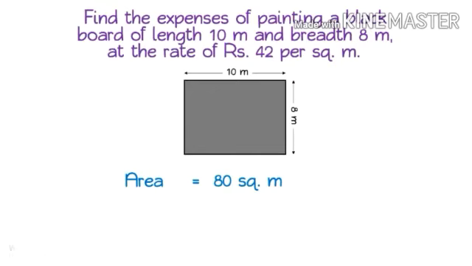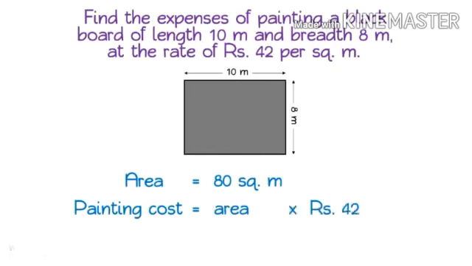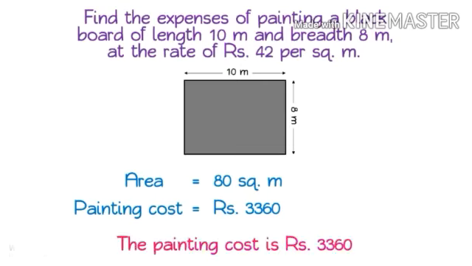We have to find the cost of painting the board. Painting 1 square meter costs rupees 42. So, the cost of painting the board is the area of the board multiplied by rupees 42. We put in the value, that is 80 square meters into 42 rupees and get the answer. It costs rupees 3,360 to paint the board. Therefore, the painting cost is 3,360 rupees.